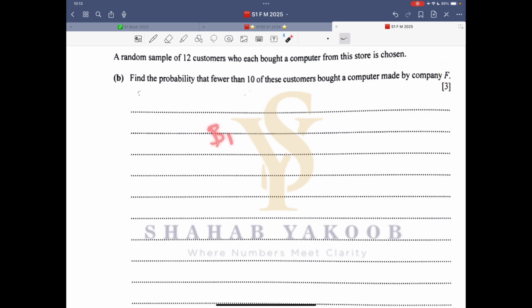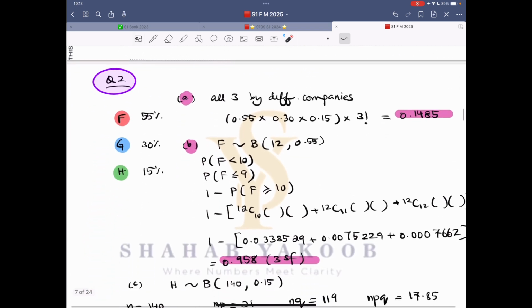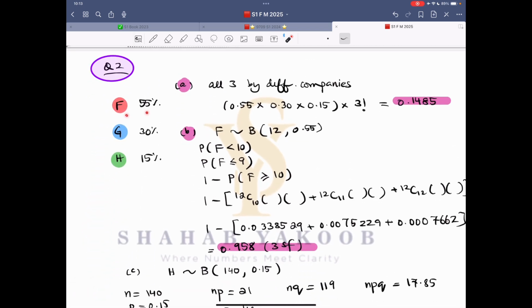This is binomial. So I'm first figuring out what each part represents. And then further on with binomial, a random sample of 150 customers. This is a suitable approximation, and the probability of success is the probability of buying computer H. So now I have written it all over here. F is 55%, G is 30%, H is 15%. All 3 are made by different companies. So when they are made by different companies, that is probability of F into probability of G into probability of H. Multiply it with 3 factorial.